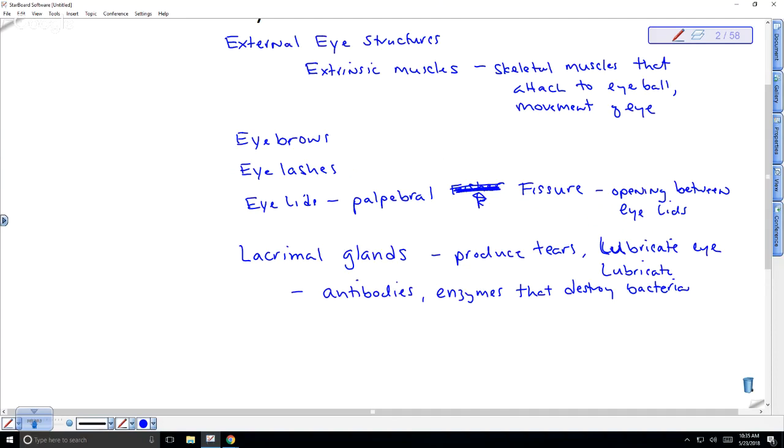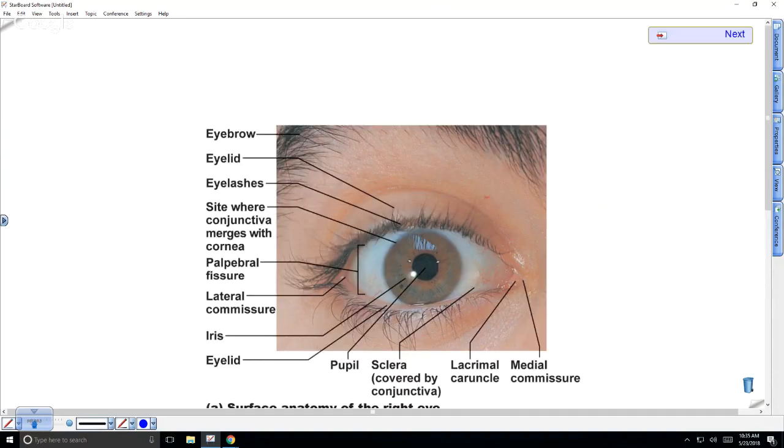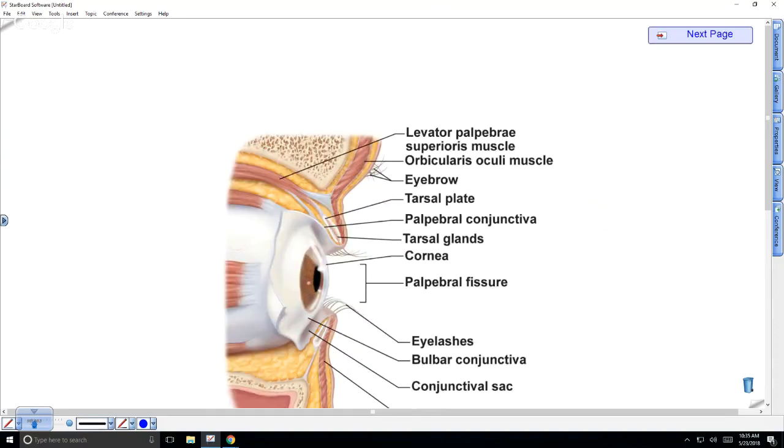Okay, so if we look at some of these structures in your book, they have pictures of them. So this is, obviously, the eyelid, right? And then this is the palpebral fissure. So that's the space between the two eyelids, okay? And then if we look at this next one.